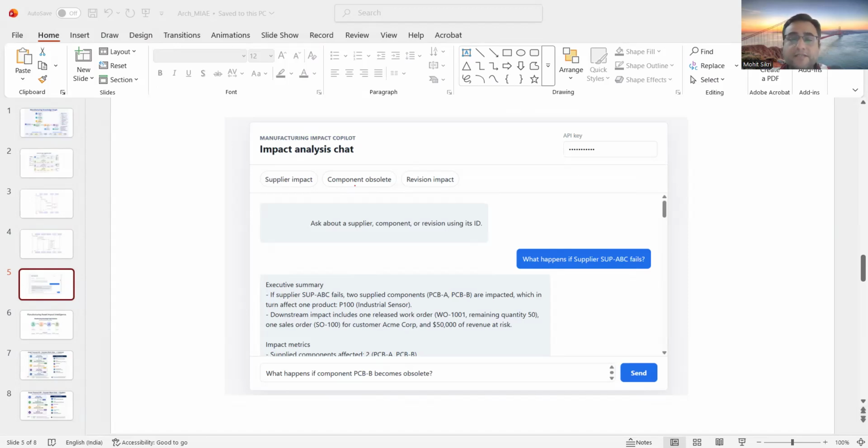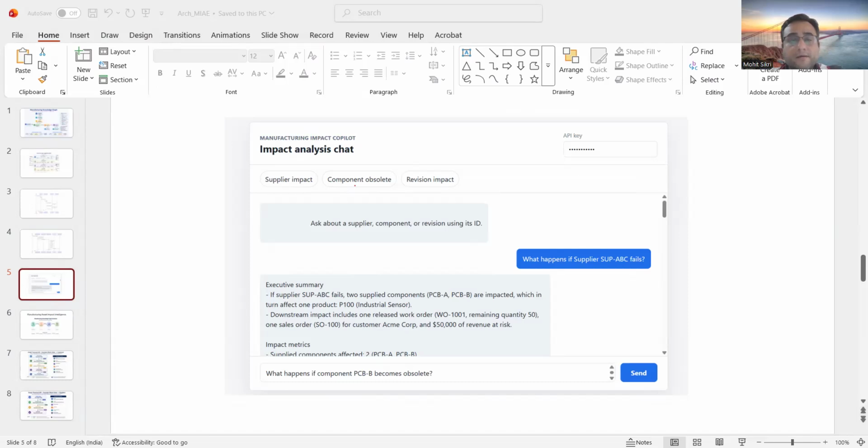Example questions: which customers are impacted if a particular component becomes obsolete? Which supplier provides a component for a particular work order? Show me how the work order is connected to supplier Siemens Energy. Which products use this particular component? What is the impact of changing a particular BOM revision?